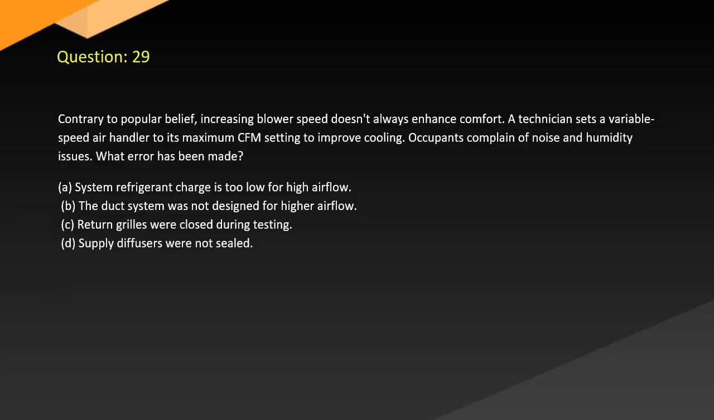Question 29. Contrary to popular belief, increasing blower speed doesn't always enhance comfort. The technician sets a variable speed air handler to its maximum CFM setting to improve cooling. Occupants complain of noise and humidity issues. What error has been made? A. System refrigerant charge is too low for high airflow. B. The duct system was not designed for higher airflow. C. Return grills were closed during testing. D. Supply diffusers were not sealed.